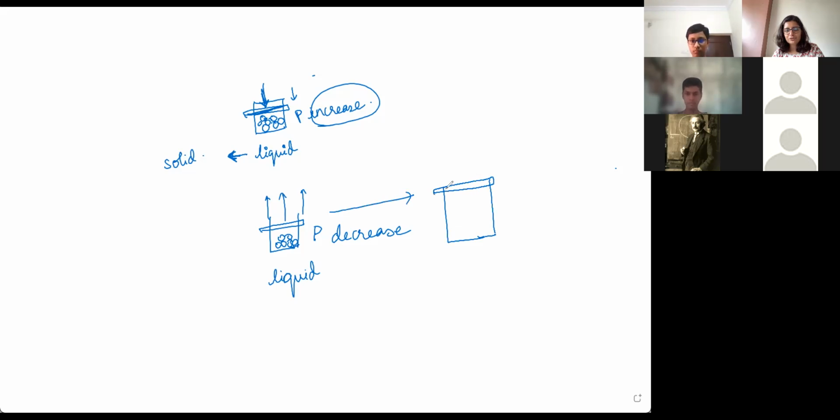So there's a lot more space, a vacuum is created. These molecules have a lot more space to move around and slowly they're going to escape out. So a decrease in pressure turns a liquid into a gas. Let me just pull up that simulation. You'll be able to get it better visually.